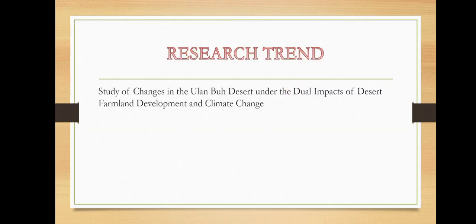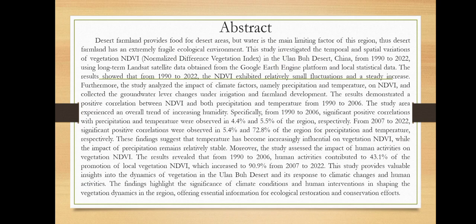So with this topic, I have here also the research trend. This is entitled Study of Changes in the Ulan-Bu Desert under the Dual Impact of Desert Farmland Development and Climate Change. I forgot to write the author, I'm sorry for that. I have copy-pasted the abstract. The desert farmland provides food for desert areas, but water is the main limiting factor of this region. Thus, farmland has an extremely fragile ecological environment.